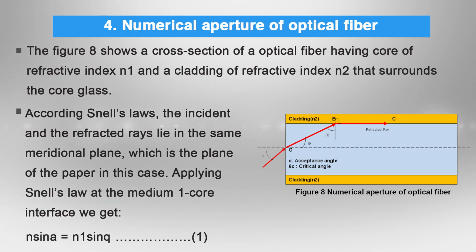According to Snell's law, the incident and the refracted ray lie in the same plane, which is the plane of the paper in this case. Applying Snell's law at the medium 1 core interface, we get n sin alpha is equal to n1 sin theta.